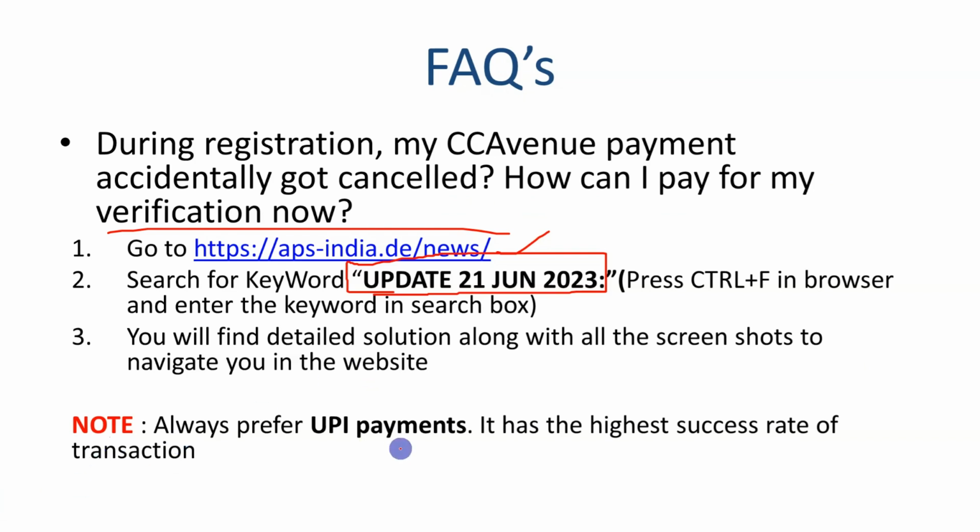An important note, always prefer to pay via UPI payment. Don't use net banking or any credit card. Of course, payment using cards also has a good success rate, but UPI payments have the highest success rate. So I recommend you pay via UPI, and if UPI is not available, you can use debit or credit cards as your second choice, but don't go for net banking.